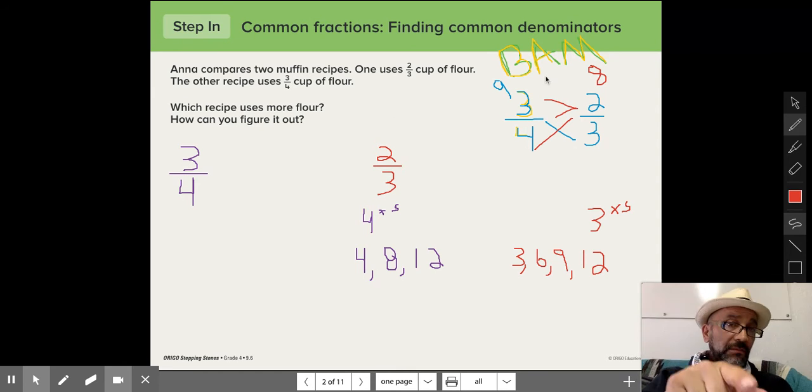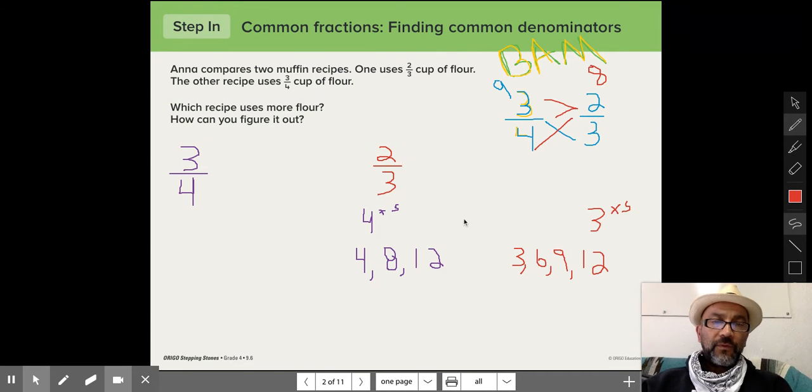Now, we could do the BAM, bottom across, multiply. 3/4, bottom, 4 times 2 is 8. Bottom across, 3 times 3 is 9. We could right away see that 3/4 is bigger. Or we're going to find the common denominator.